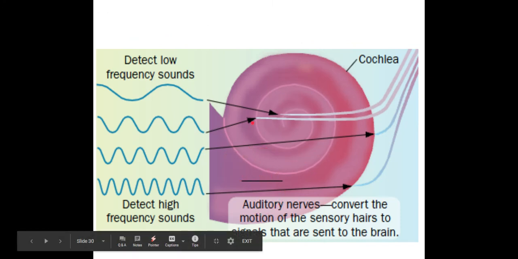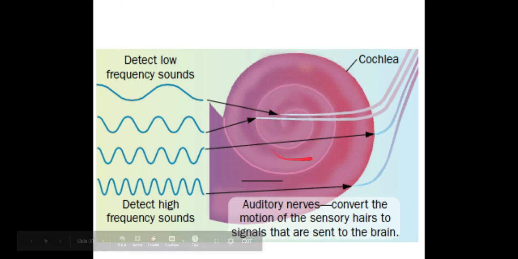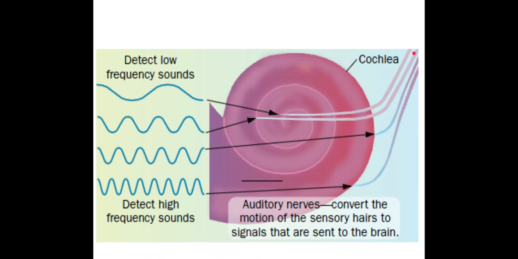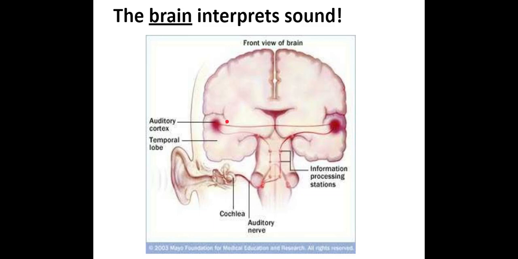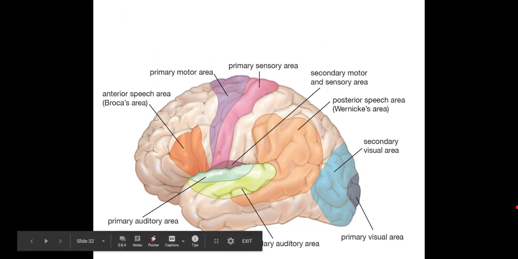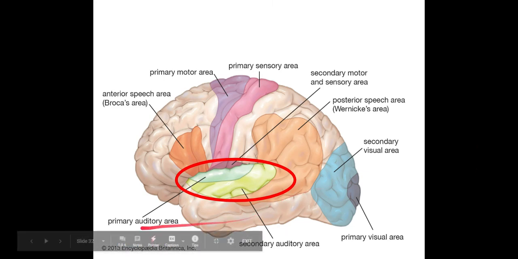And the cochlea converts the sound waves into signals that get sent into the brain to the side part of the brain right here. And the brain will interpret the sound. This auditory cortex in the temporal lobe, this spot tells you all about sound and what you're hearing. On the side of the brain, that's the part of your brain that understands sound, the auditory areas.